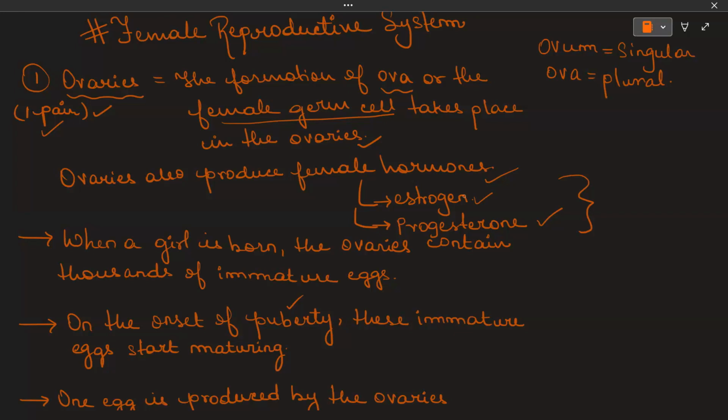Ma'am, doesn't the spelling of estrogen start with O? Oestrogen? Both of them can be the spelling. You can write it as oestrogen also, and E-S can be written as the two letters. Both of them are correct spellings. Okay.